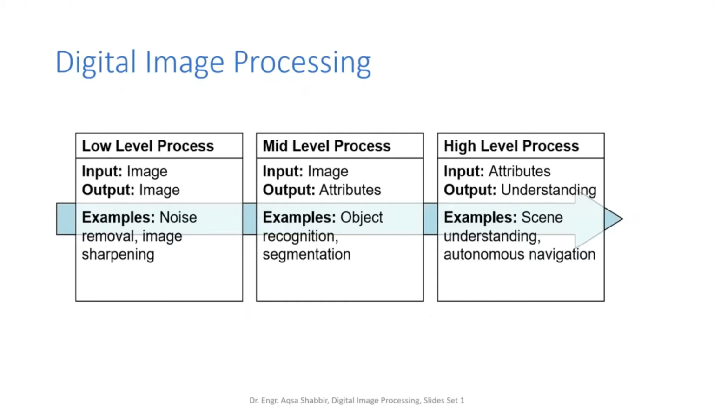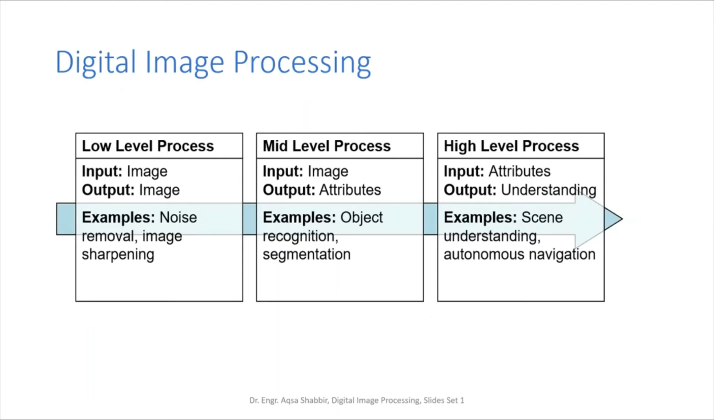This can be better understood with, for instance, face detection. An image is input to a certain algorithm, and that algorithm or program at the output detects the faces from that image and presents those faces. So object recognition is one example of a mid-level digital image processing system.